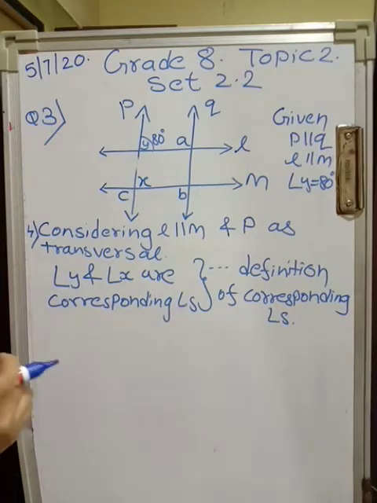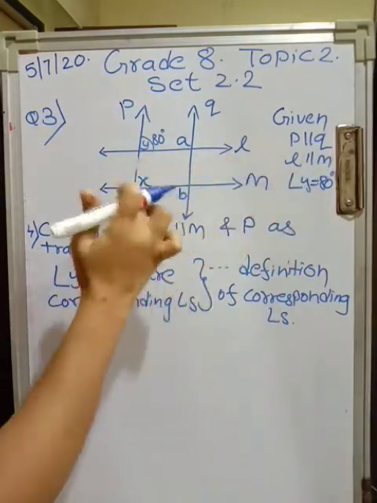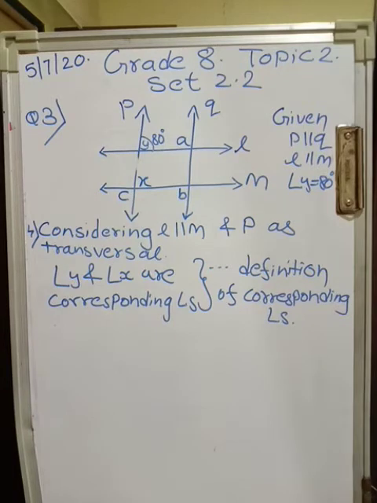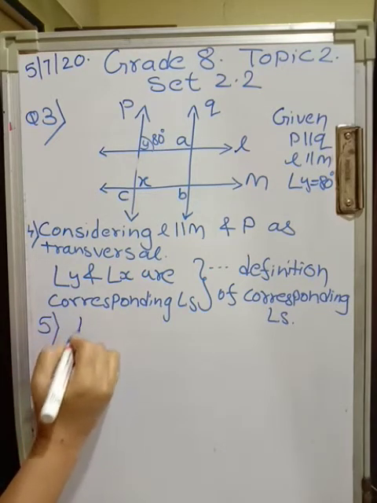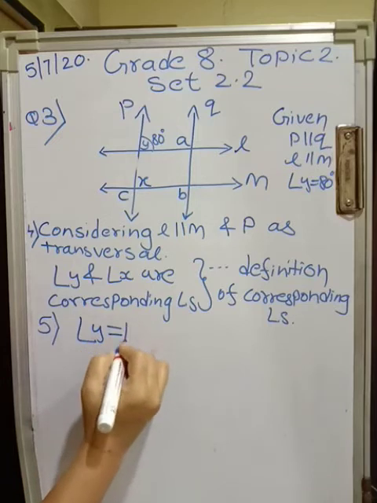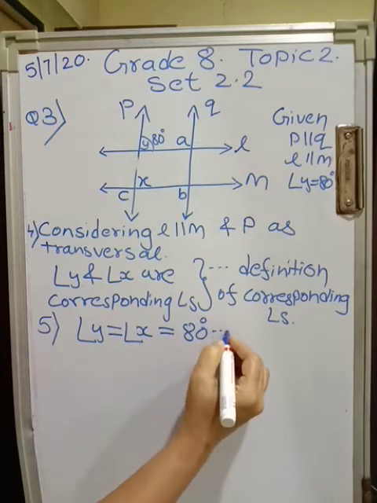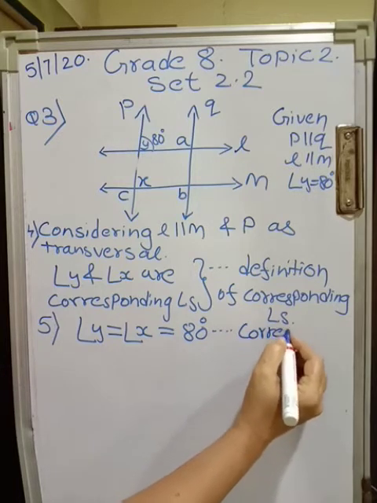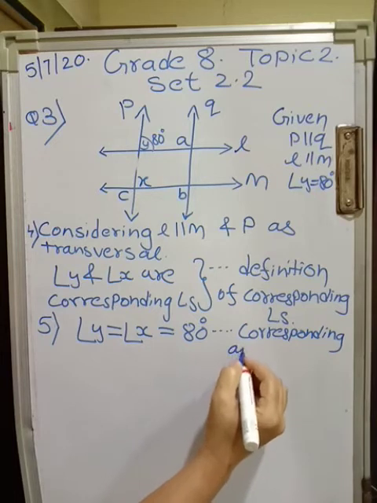Okay. Now it has already been given that L and M are parallel to each other. So if lines are parallel, what is the property of corresponding angles? They are equal. So fifth will be angle Y is equal to angle X is equal to 80 degrees. What is the reason? Corresponding angle property.